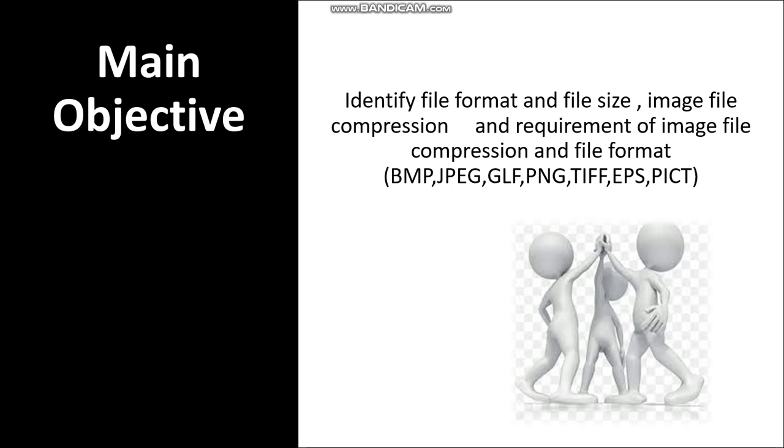The main objective of this assignment is to identify file format and file size, image file compressions, and the requirement of image file compressions and file format. Examples are BMP, JPEG, GIF, etc. Let's move into the introduction.